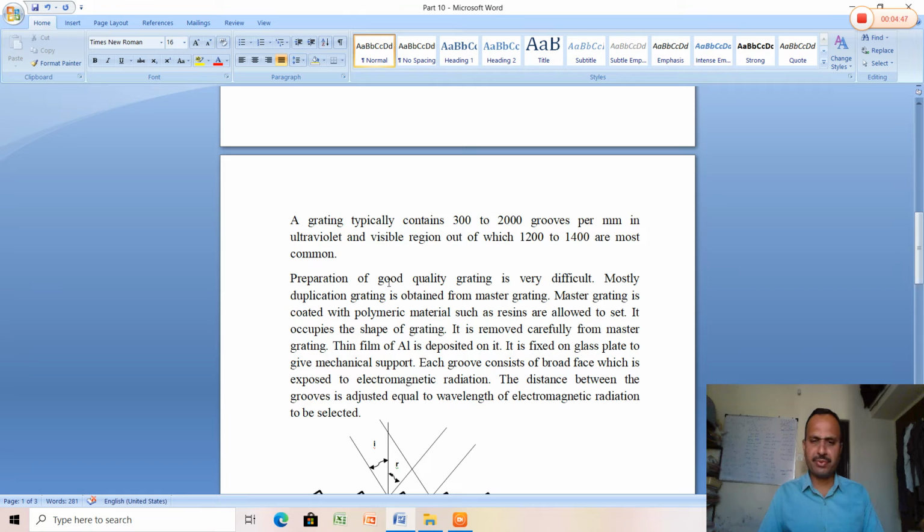This is a very important sentence. The distance between the grooves is adjusted in such a way that it should be the wavelength of the electromagnetic radiation. If 650 nanometer is selected for the measurement, then the distance between the grooves is also 650 nanometer.